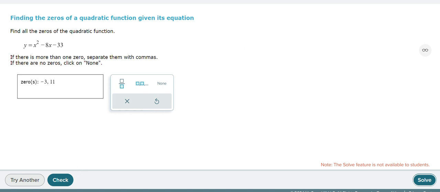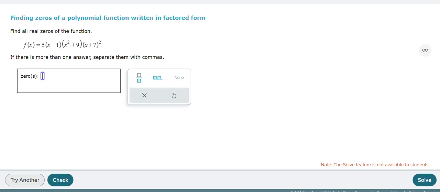Okay, let's go to our next one here. Now this is even nicer, right? What are our zeros? It's already factored for us, right? So if it's already factored for us, let's just go down our path here. 5, nothing to do here. x minus 1, well, that means we have a 0 at 1.